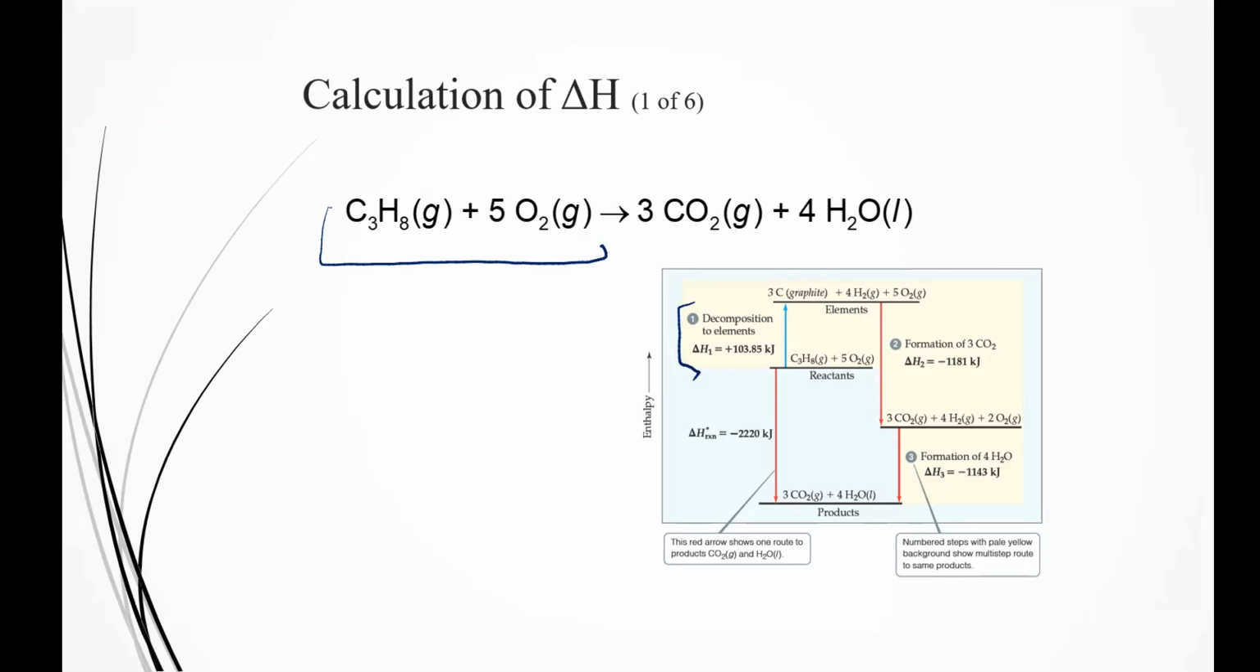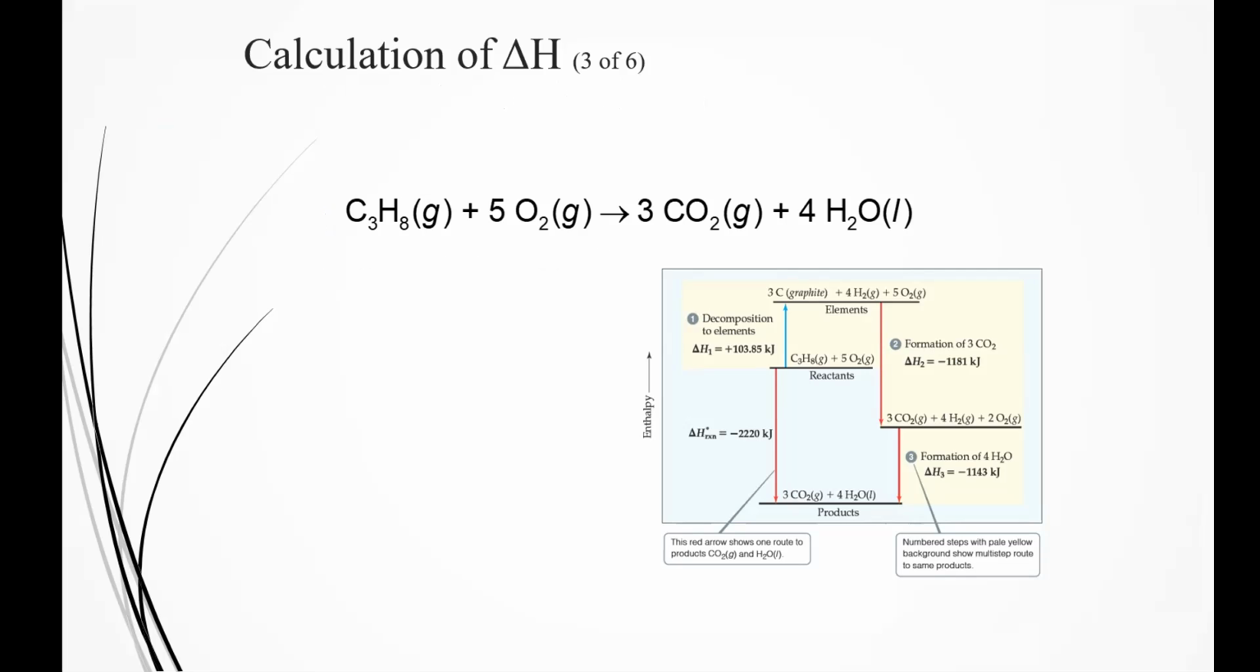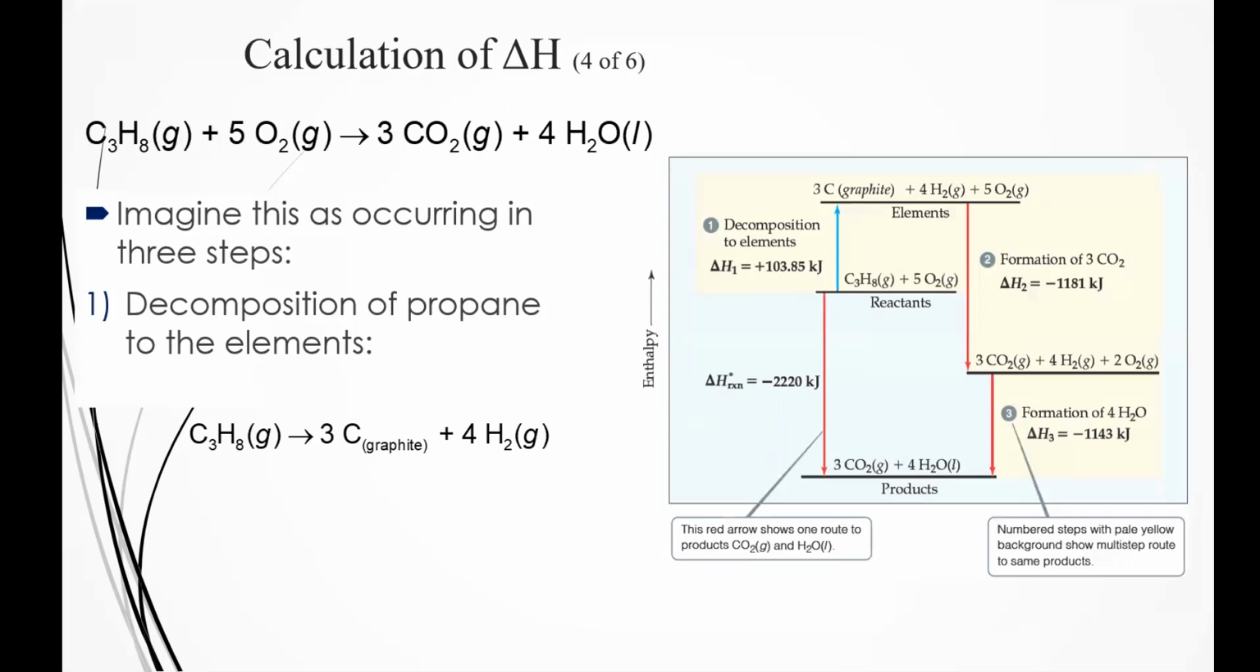Once they've done that, there we go. We can break each one down into its different elements. So our C3H8 is going into its carbon and its hydrogen. Our oxygen's already there as an element. So we have all our reactants broken down into our elements.